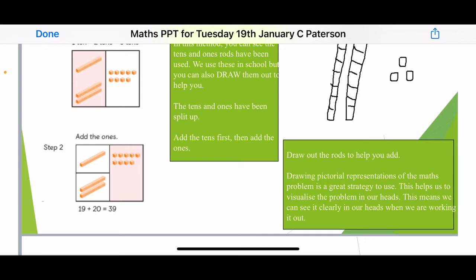So drawing pictorial representations of the maths problems is a great strategy to use. This helps us to visualise the problem in our heads. Now, boys and girls, to visualise something means that we can see it in our heads when we're working it out. So if we can draw a picture, we can imagine it really clearly in our heads what they look like. So if you think of the number 19 and you have drawn out one lot of 10 and 9 ones, you can see that really, really clearly in your head.